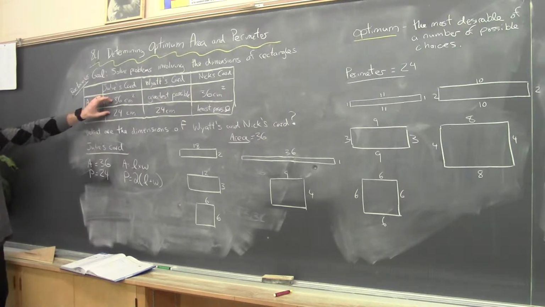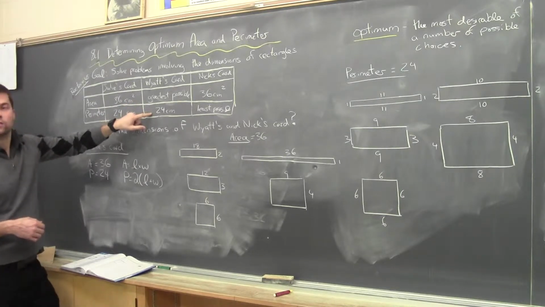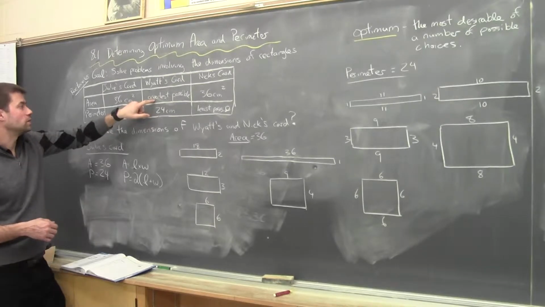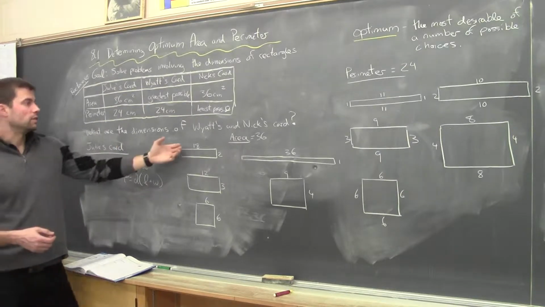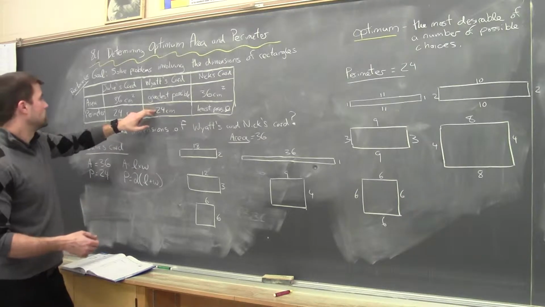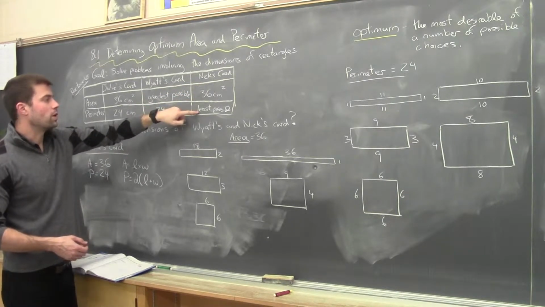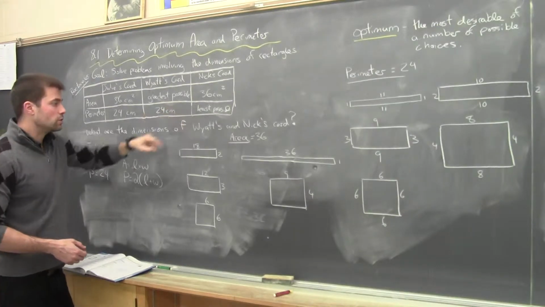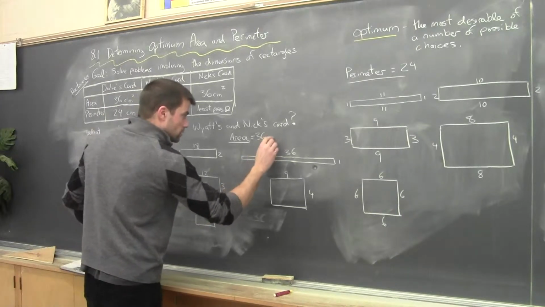So that's Julie's card. It says Wyatt's card wants to have the same perimeter as Julie's, but he wants to have the greatest possible area. Okay, so the way we can figure that out is first by drawing different rectangles with the same. Actually, sorry, let's start with Nick. Nick wants to have the same area, but the least possible perimeter. Okay, so the same area as Julie is 36. This is 36 centimeters squared.